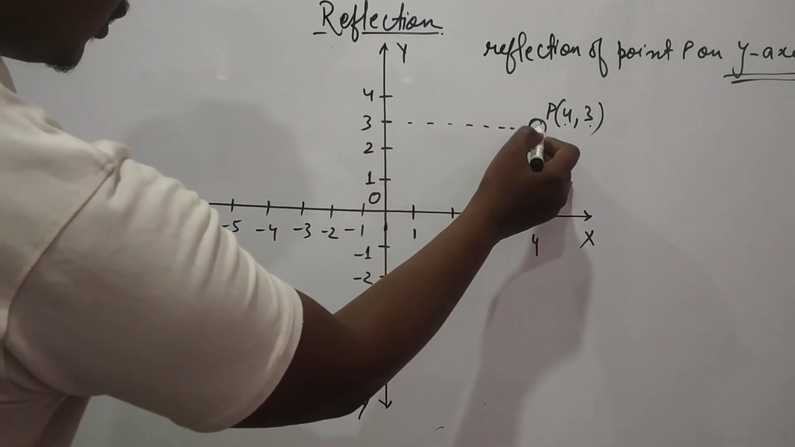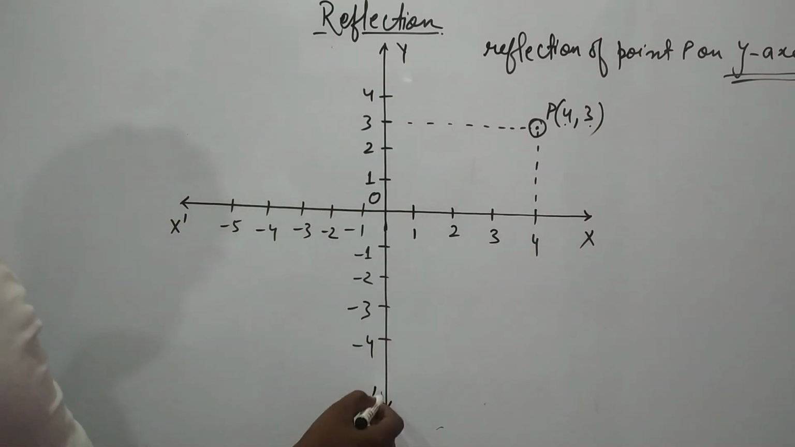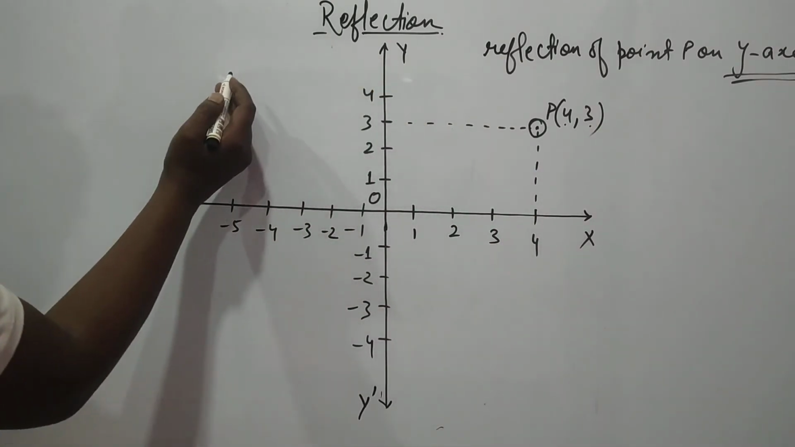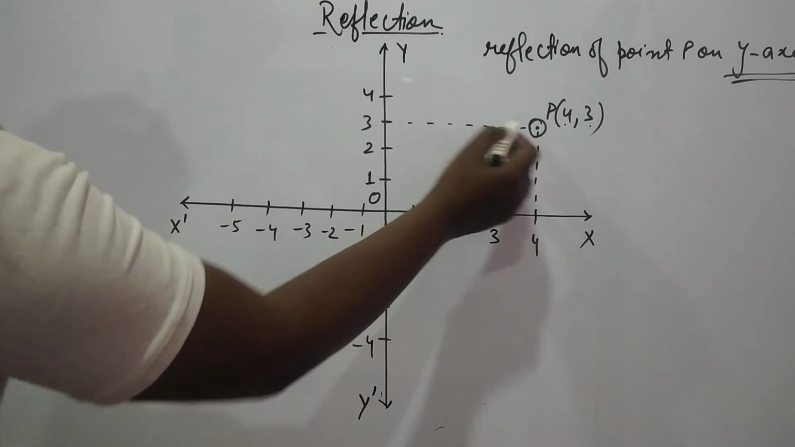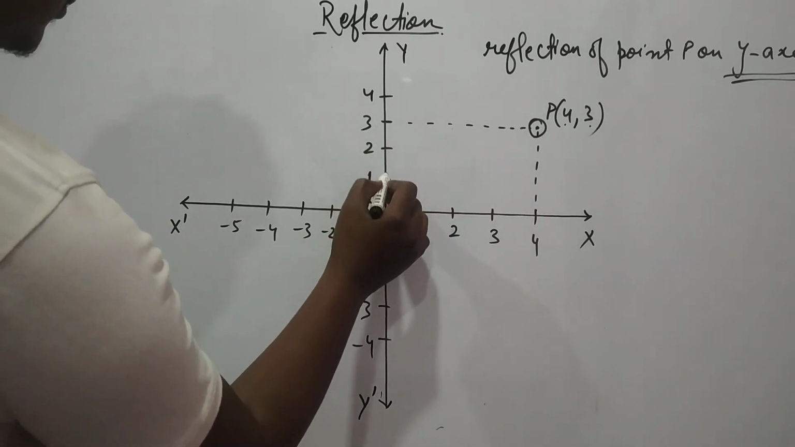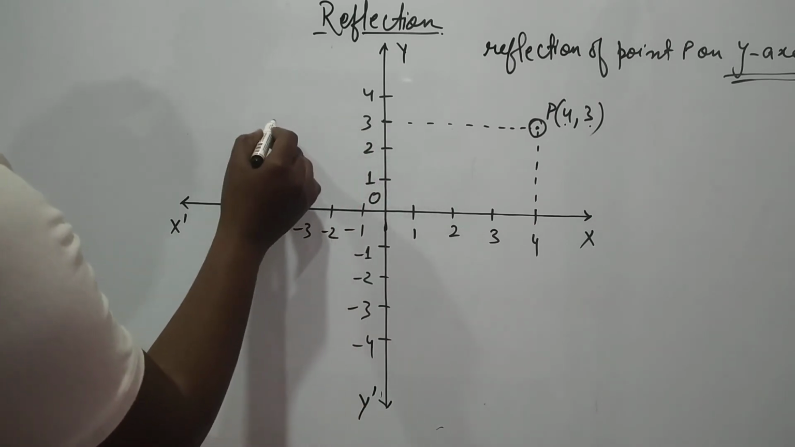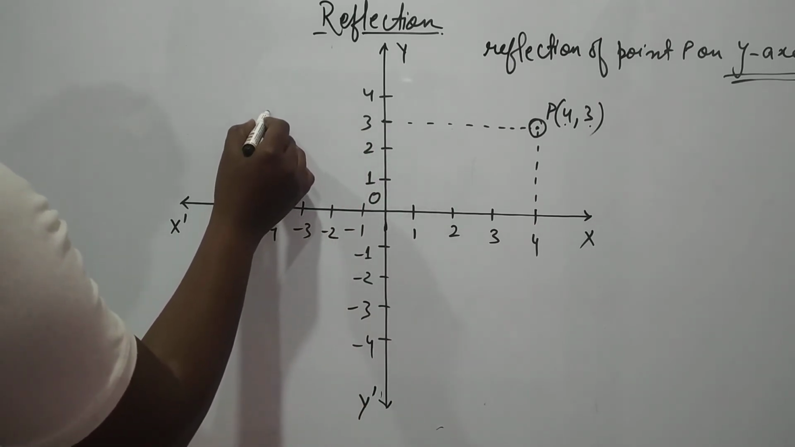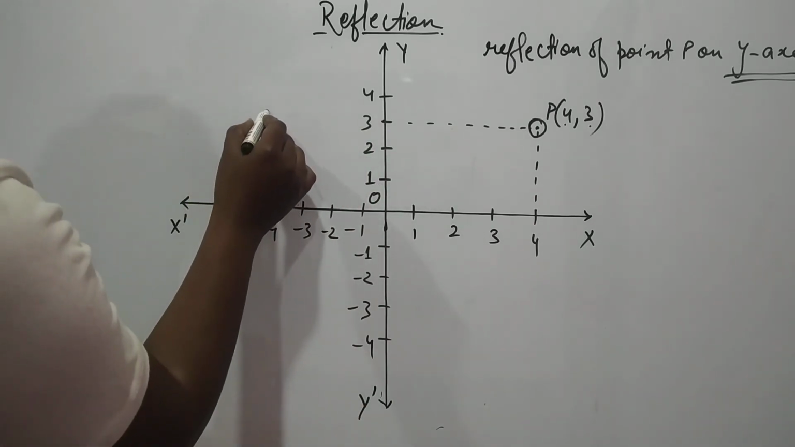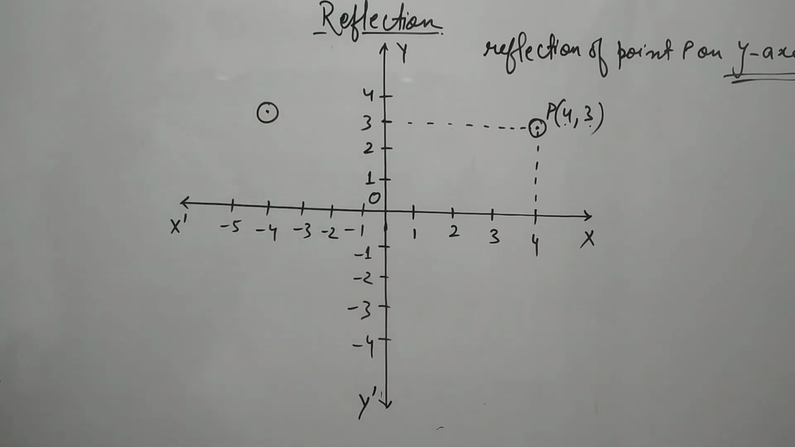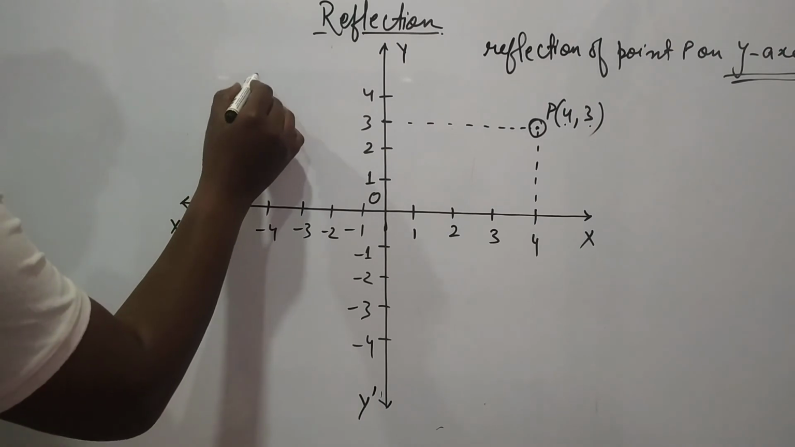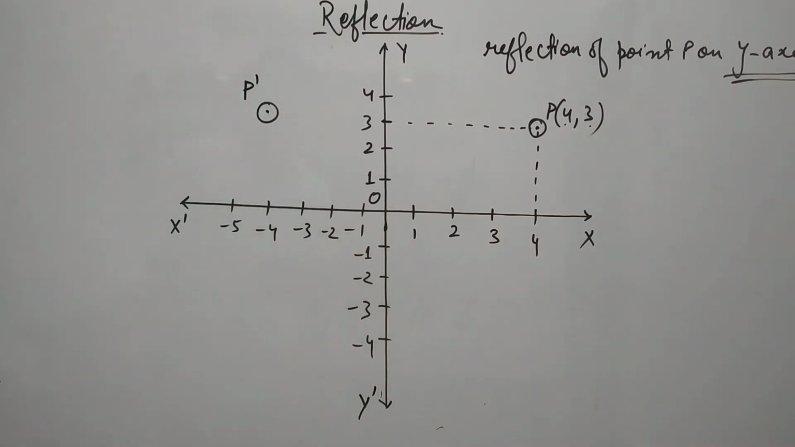So the point P, this is our reflecting surface, the image will be formed behind the mirror. So the point P is from here 1, 2, 3, 4. So from here also 1, 2, 3, 4. This is our reflected point of point P. So it will be marked as P dash.